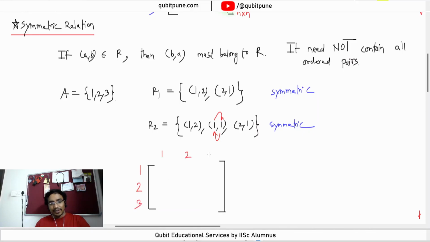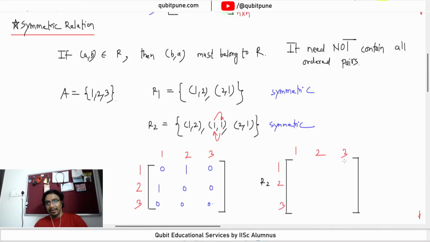That the words that we are using actually mean the same thing, be it a relation or a matrix. Look, for R1 we have said that it is symmetric. 1, 2 belongs to the relation, 2, 1 also belongs to this. Everywhere else you write zeros. What about R2? R2 is also a symmetric matrix, isn't it? Because 1, 2 is there, 2, 1 is there, and 1, 1 is there, but that's okay because that is on the diagonal.